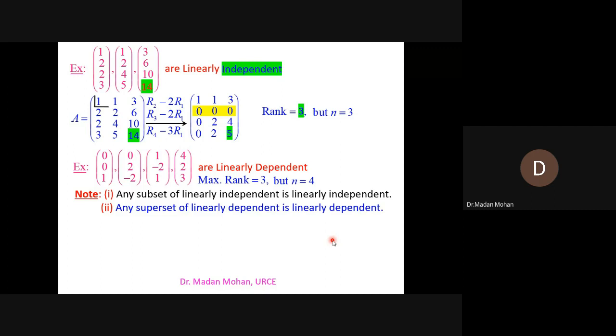This is about linear independence and dependence using rank. And also the definition you should know: a1x1 plus a2x2 and so on, plus anxn equal to 0 implies a1, a2, ..., an should be 0, then independent. Okay, now we go to the next topic.